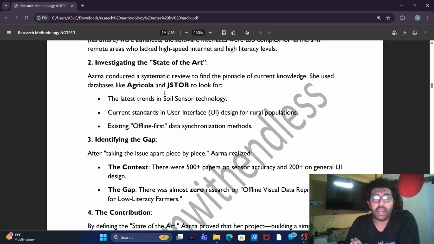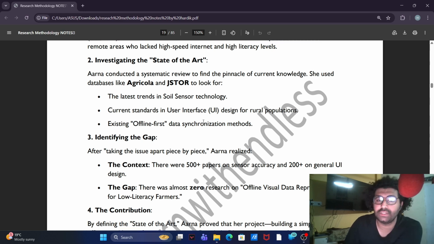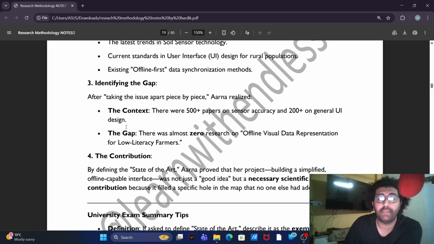Investigating the state of the art, Anna conducted a systematic review to find the pinnacle of current knowledge. She used databases like AGRICOLA for the agriculture sector and JSTOR for general sciences to look for the current trends in soil sensors, the current standards in user interface design for rural populations, and existing offline data synchronizing methods. Identifying the gap by taking apart the issue piece by piece, Anna realized that there were 500 plus papers on sensor accuracy and 200 plus on general UI design. The gap: there was almost zero research on offline data visualization for low-literacy farmers.